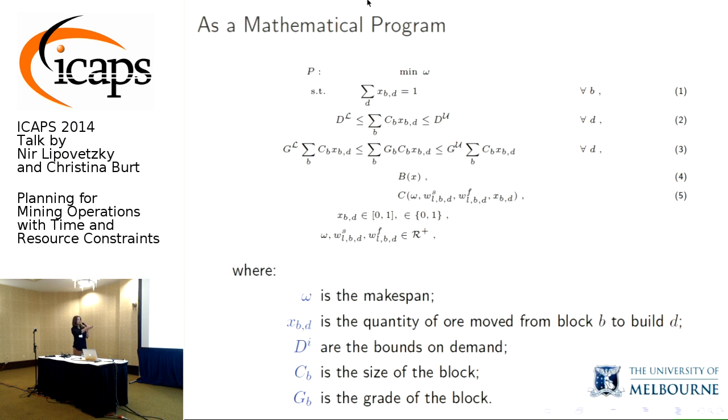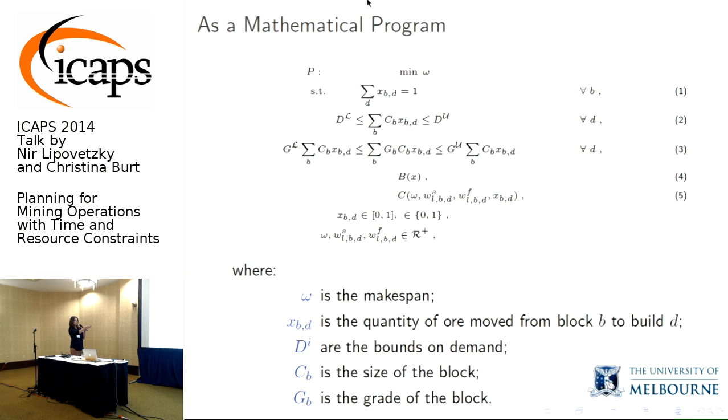Our first constraint will be to make sure that we mine the complete block, so that every block is allocated completely throughout all of the stockpiles. This second constraint is the demand. If we consider C_B to be the capacity or the size of block B, we need all of the parts that we send to stockpile D to be between the upper and lower bounds, which is dictated by the train size.